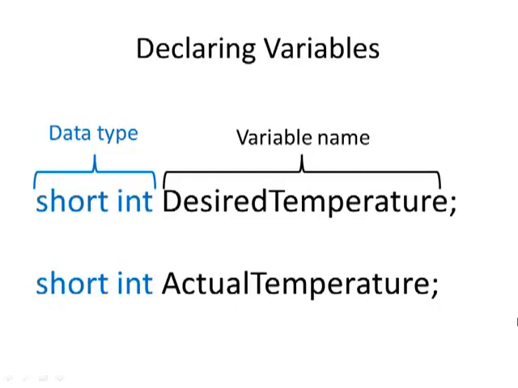Now, why did I choose the short integer type for these variables? If you go back to your textbook reading and look at the different types of data, you'll find that a short integer can hold numbers from 0 to 255. Since we're dealing with temperatures inside a house, I'm assuming that the temperature inside your house will never go below 0 degrees Fahrenheit, and that it will never go above 255 degrees Fahrenheit. I think those are pretty reasonable assumptions.